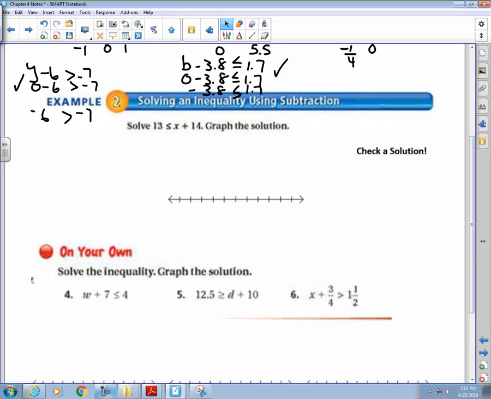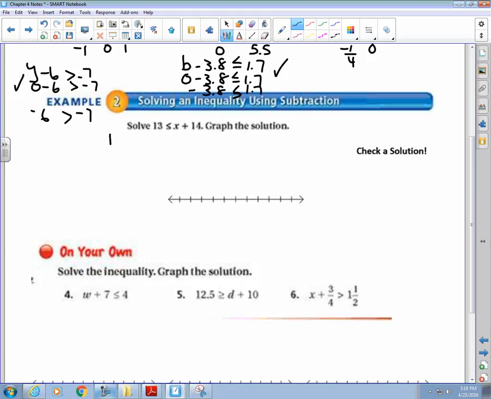Now we're going to do some using subtraction. Same thing we're going to be doing. We're just going to look at the problem, and we're going to try to get rid of the numbers that we need to get rid of so that we can get x by itself. Solve 13 is less than or equal to x plus 14, graph the solution, and then we'll check the solution.